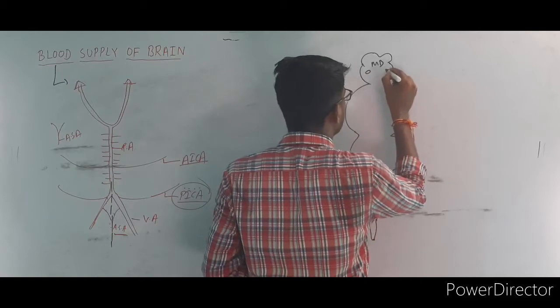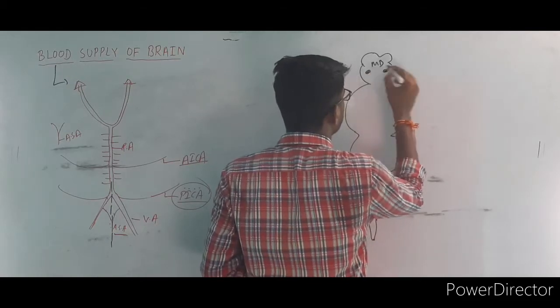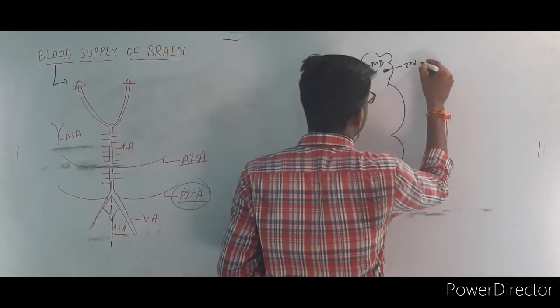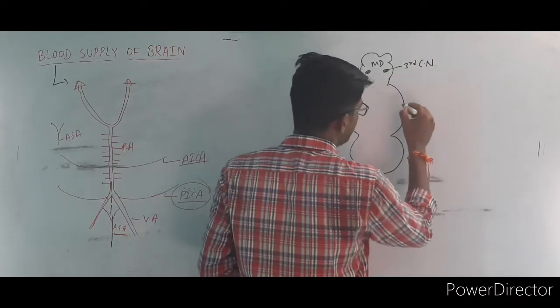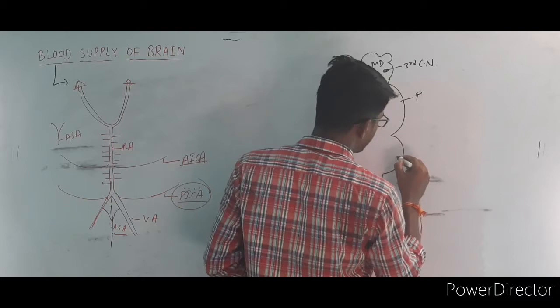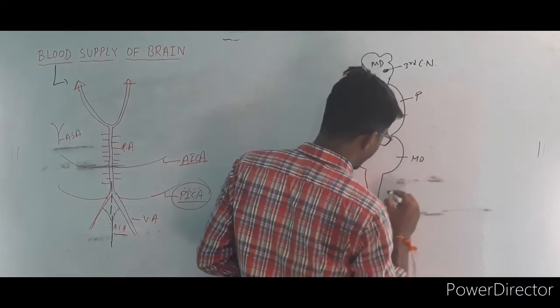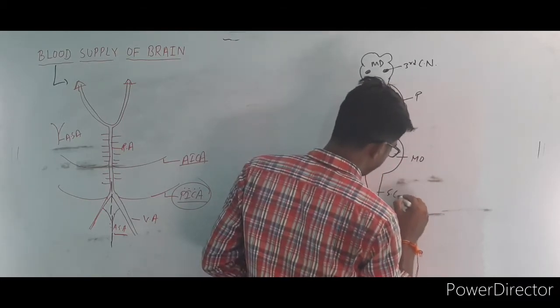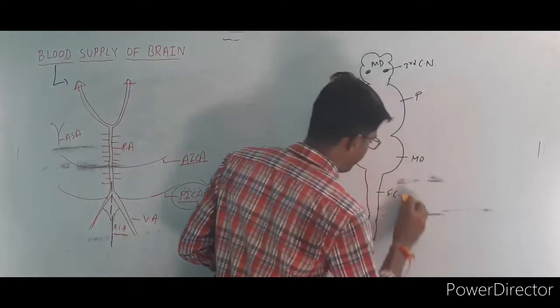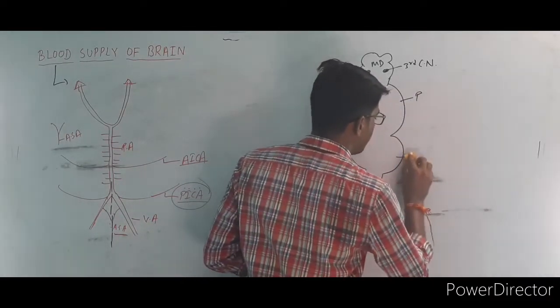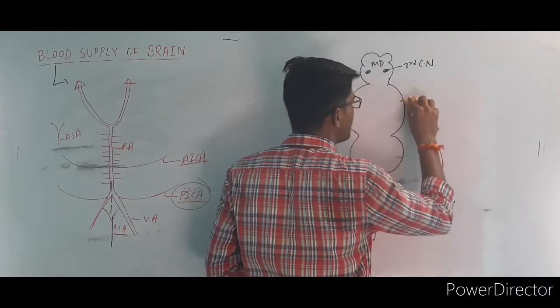And here is which structure? Third cranial nerve. Remember these things. And this is your pons, right? Here is the medulla oblongata, and this is your spinal cord. So you note it. Okay, I want to draw it roughly. You know this is the brain stem.